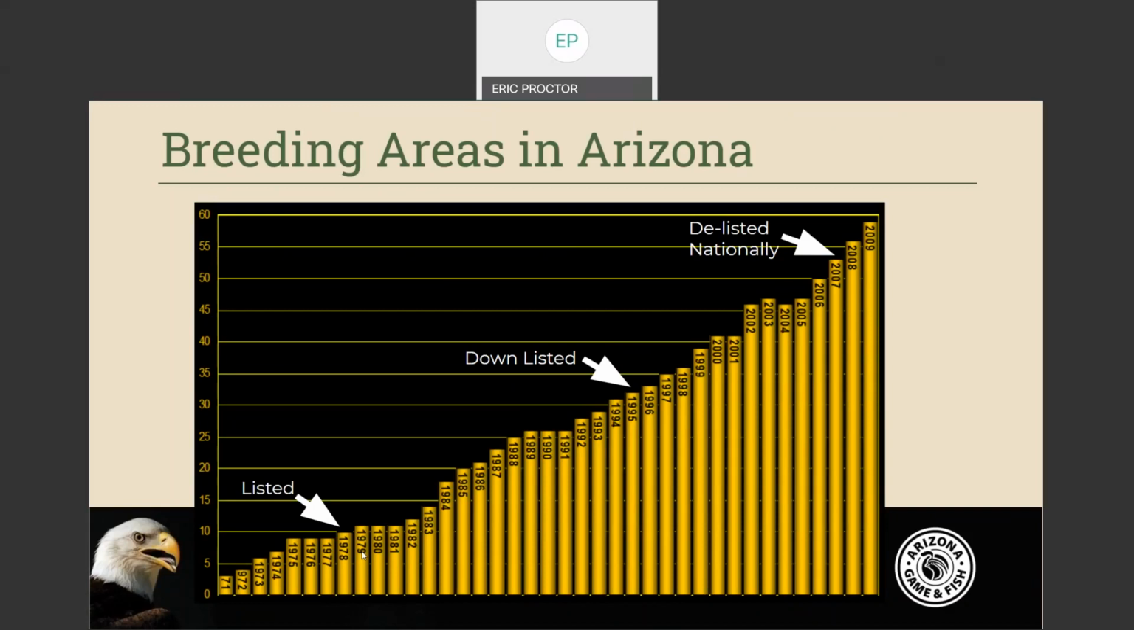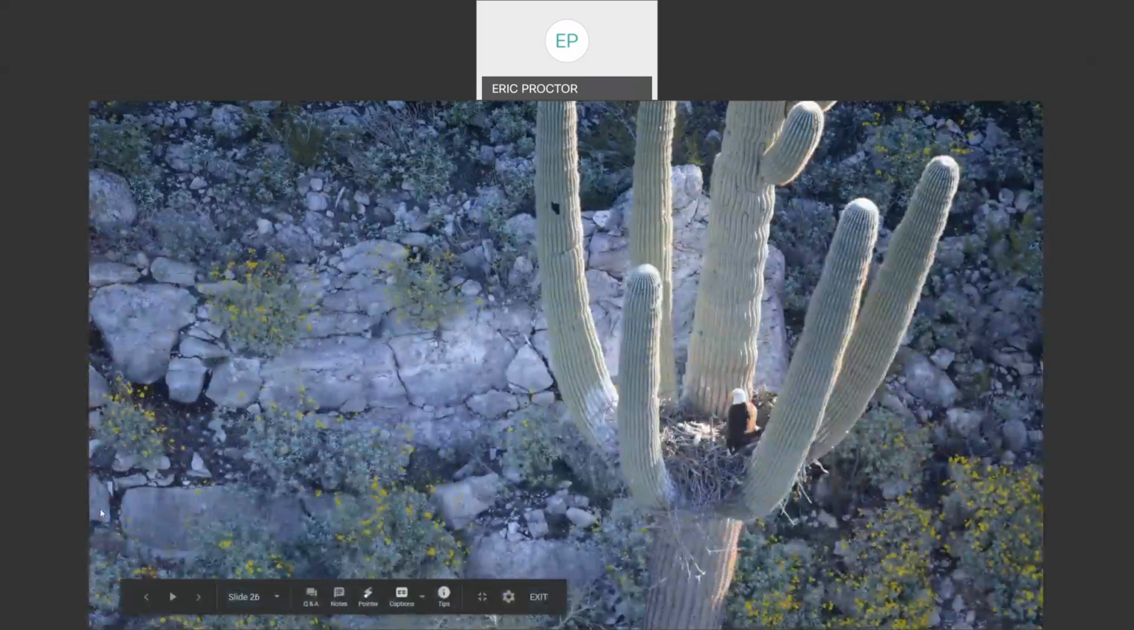By the time the bald eagle was completely removed from the endangered species list across North America, across the United States, we had over 50 breeding sites across the state. That is a 500% increase in bald eagle breeding areas in Arizona in 30 years. So in 3 decades, we had a 500% increase in breeding areas. Now, this is just what's happening in Arizona. Obviously, a lot was happening around the nation to get the bald eagle completely delisted. Sites today continue to increase almost every year.